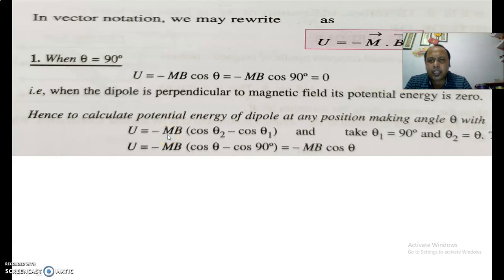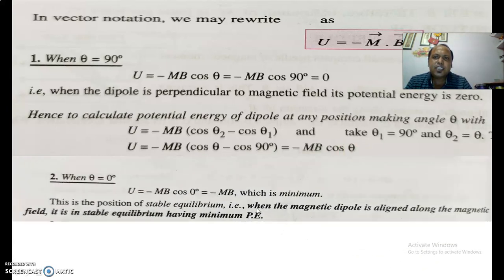given by 90 degree orientation, then U will be minus mB (cos theta 2 minus cos theta 1). Theta 1, if we consider as 90 degrees, so we have the final relation minus mB cos theta, which we have already discussed. Now another condition we will consider: let us consider that the value of theta is now 0 degree. Now you need to understand it very clearly.